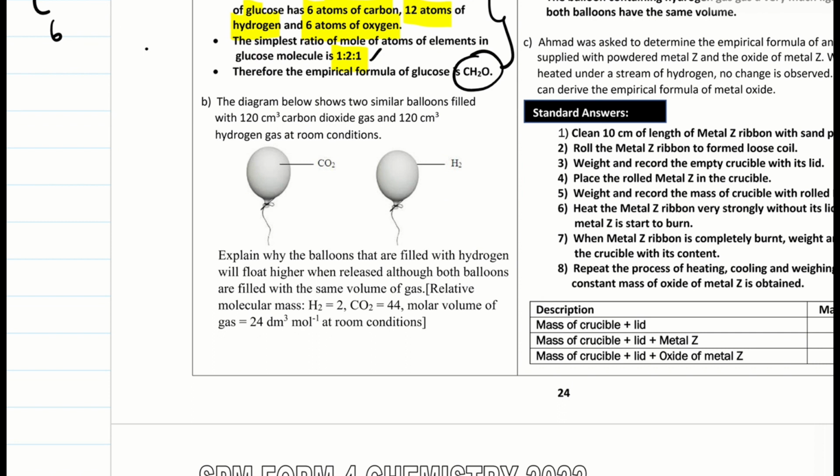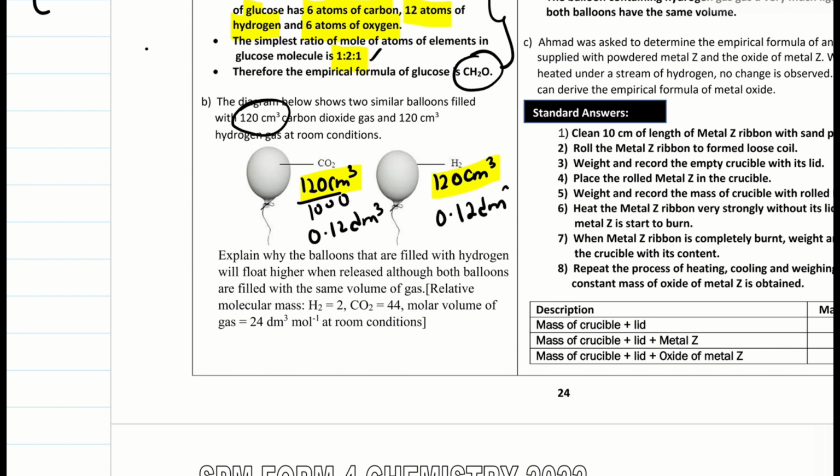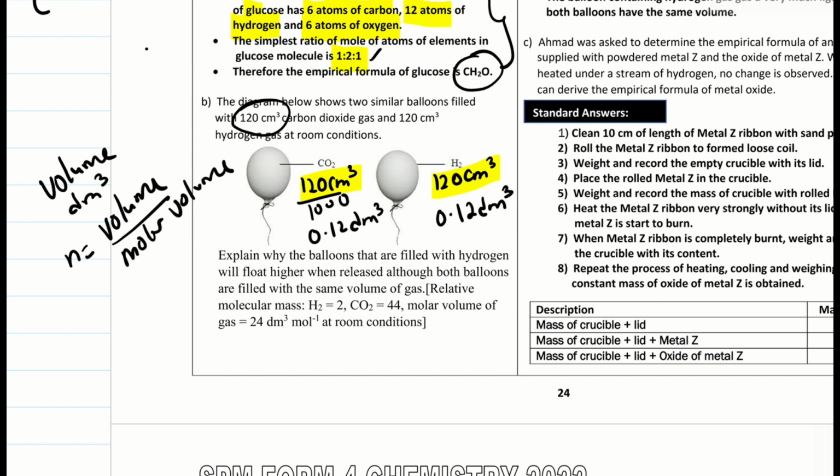Look at the question given in the module. The diagram below shows two similar balloons filled with 120 cm³ of carbon dioxide. So this one has 120 cm³ of carbon dioxide, and this also has 120 cm³ of carbon dioxide. We convert this into cubic decimeters, so 120 divided by 1000 will be 0.12 dm³. This one also 0.12 dm³. When the volume in dm³ is given, how do we find the number of moles? We take the volume divided by the molar volume. So we try to find the number of moles of carbon dioxide and of hydrogen.